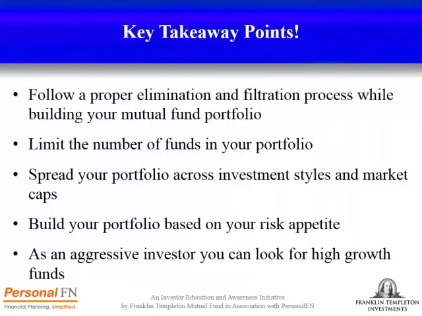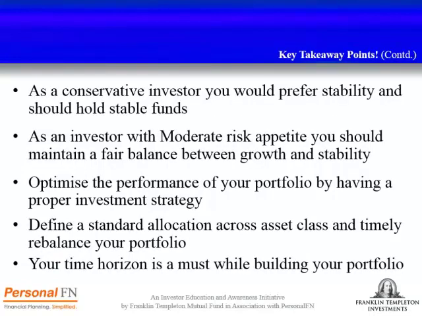So here are some key takeaway points for today's session. You should follow a proper elimination and filtration process while building your mutual fund portfolio. Next, you should limit the number of funds in your portfolio. Make sure that you spread your portfolio across investment styles and market caps according to your risk appetite. So build your portfolio based on your risk appetite. As an aggressive investor, you can look for high growth funds. As a conservative investor, you would prefer stability and should hold stable funds in your portfolio. While as an investor with moderate risk appetite, you should maintain a fair balance between growth and stability.